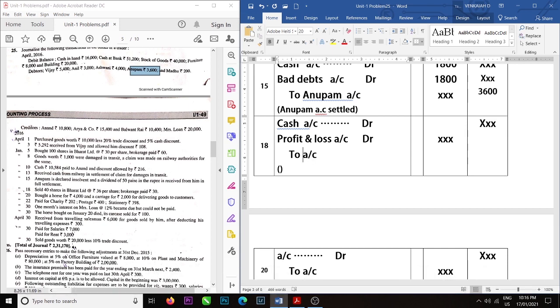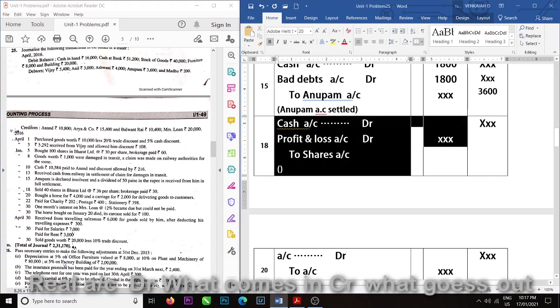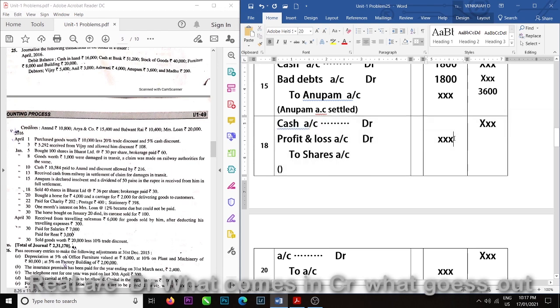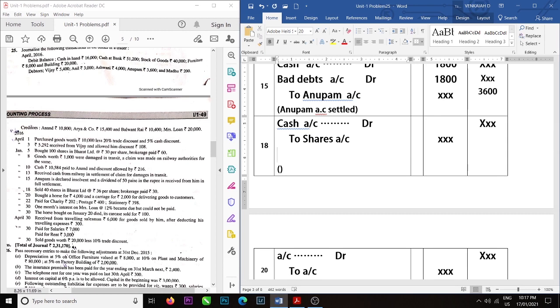To shares account. Cash account debit, profit and loss account debit to shares account. How much? Profit. Profit and loss account to be credited. Okay. To profit, because we got profit. How can I say profit?